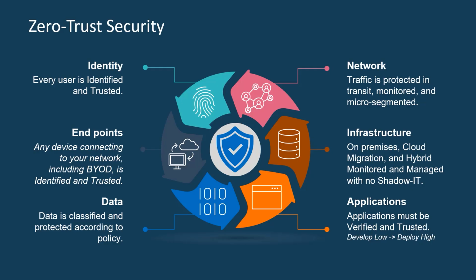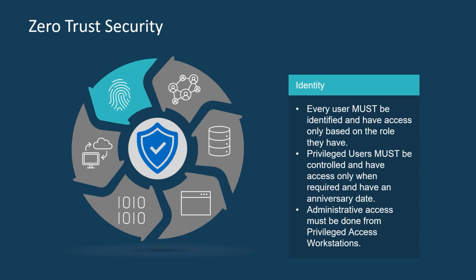Microsegmentation is really important when we look at this zero trust environment, where we could have an environment that deploys an application, for example, internet banking or mobile banking, and it's totally segmented, and any access in and out is monitored and authenticated based on identity and endpoints. Now, delving a little bit deeper on each one of these components, we're looking at identity. Every user must be identified and have access only based on the role that they do have.